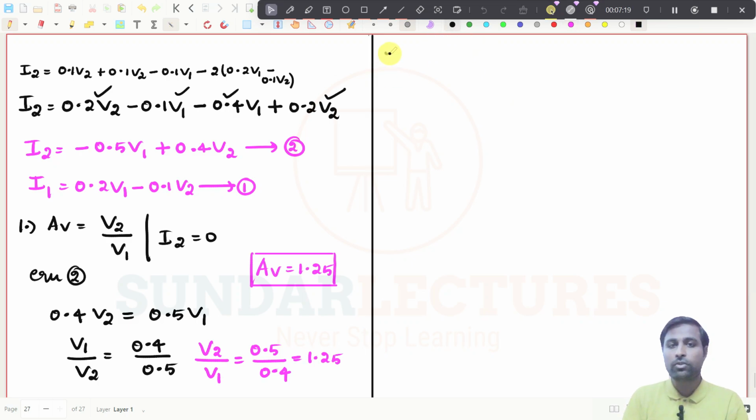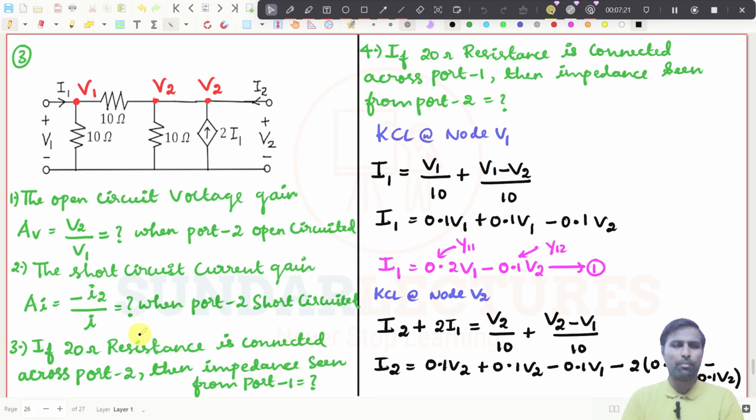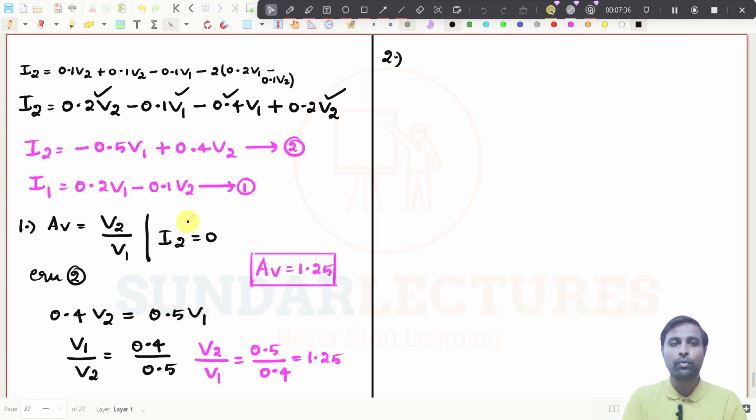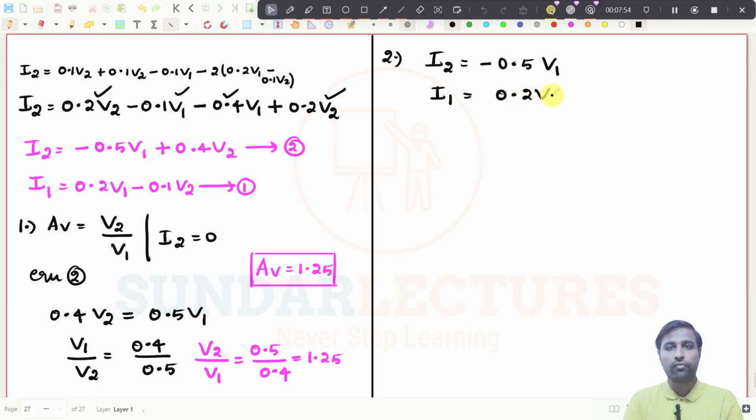And what is the second question they are asking you? Also very simple. The short circuit current gain AI is equal to minus I2 by I1. You need to find the value when port 2 is short circuited. If port 2 is short circuited, then what happens? Then V2 becomes 0. V2 becomes 0. So if V2 becomes 0 in both cases, what will you get? I2 will be equal to minus 0.5 V1 and then I1 will be equal to 0.2 V1, right?